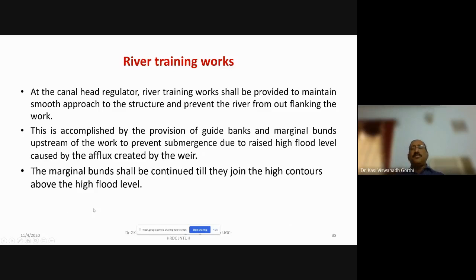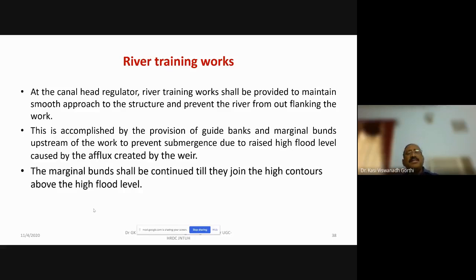Okay, so the last topic in the components of these diversion works is the river training work. River training work means we try to train the river, we try to allow the water in the river to flow through this regulator, for which you probably need to keep certain bunds on either side of the canal or extend these bunds. So at the canal head regulator, river training also shall be provided to maintain a smooth approach to the structure and prevent the river from outflanking the work.